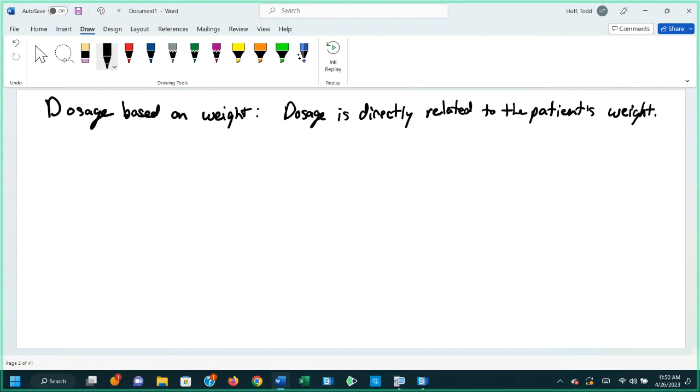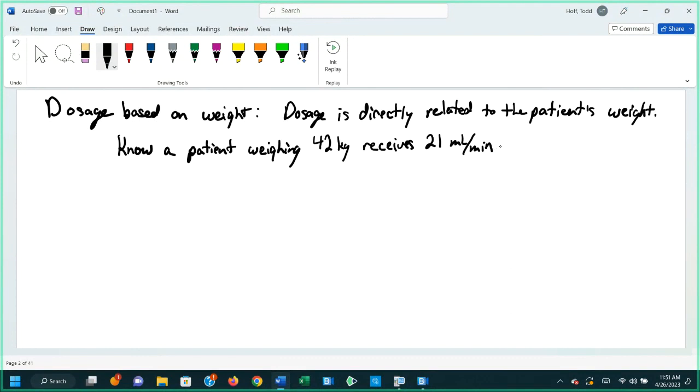So let's look at a situation here where we know a patient weighing 42 kilograms receives 21 milliliters per minute in an IV.